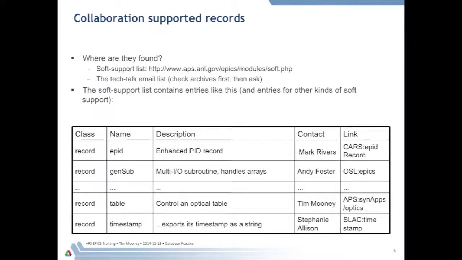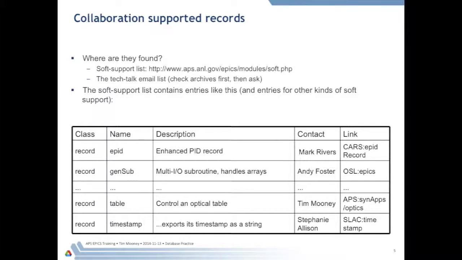So collaboration supported records, there are a bunch of them, and there's a list of them, the soft support list in the main EPICS site. And you can also get information about these from the Tech Talk email list, although you're not going to ask EPICS Tech Talk what record types exist. Normally you would say, here's what I'm trying to do, how do I do it? Is there a record type that's particularly helpful in this kind of an application?